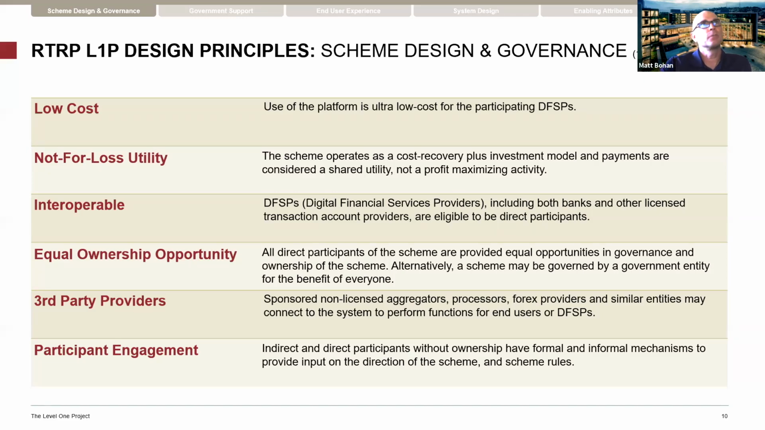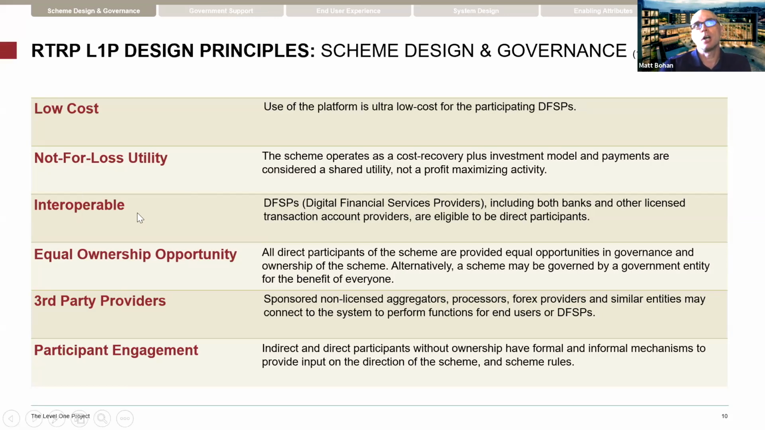Low cost. Right? So the system has to be low cost. We think with respect to scheme design and governance, it should be run as a not-for-loss utility, and that basically means that the center, that platform, is not the place where value is accrued. It's not intended to be a place that becomes wildly valuable and profitable. The center is that cooperation space that allows for the members of the system to be more profitable and have wider business. It should be interoperable, right?